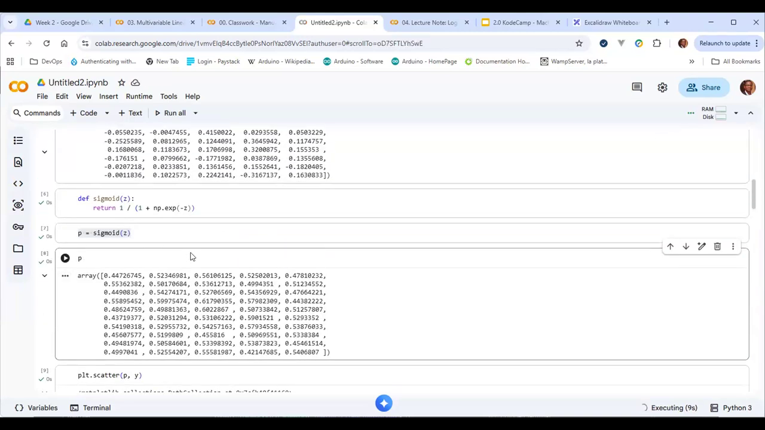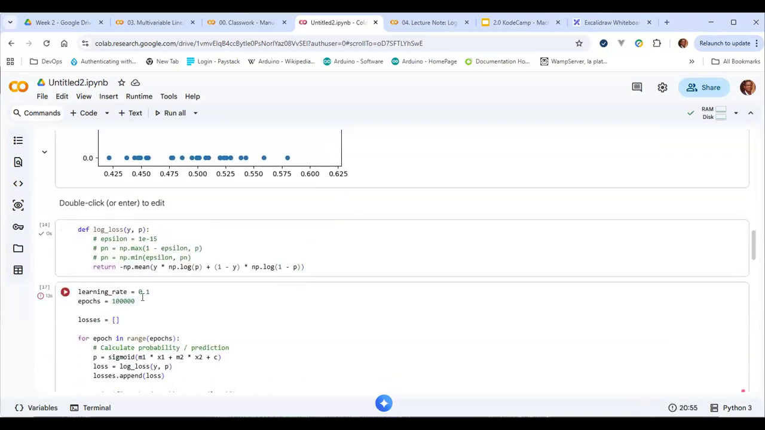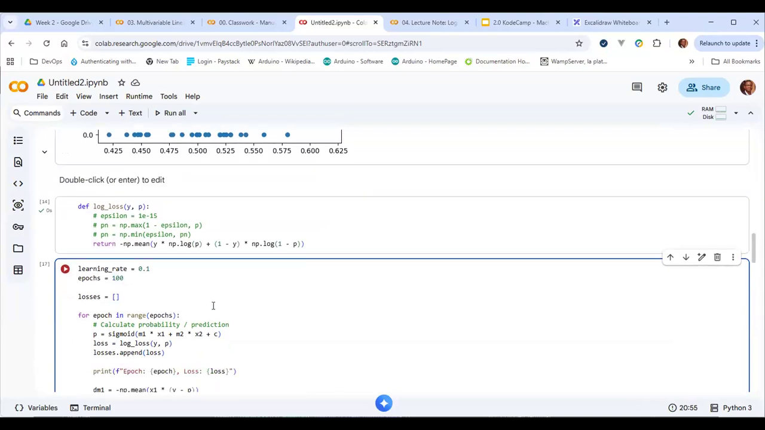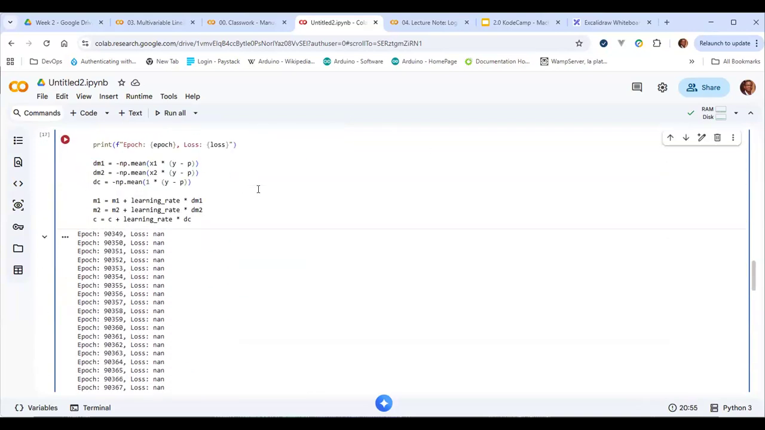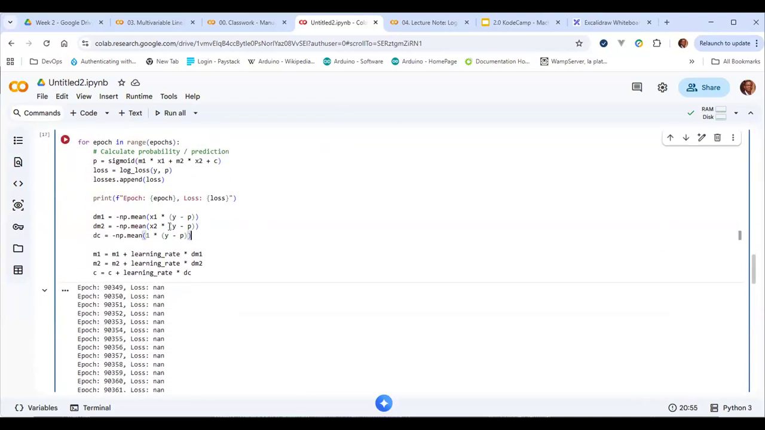And then, now, when we were calculating this, you notice that we are calculating each separately. We are calculating each of the coefficients' gradient separately for dm1, dm2, dc. And we are also increasing them separately.